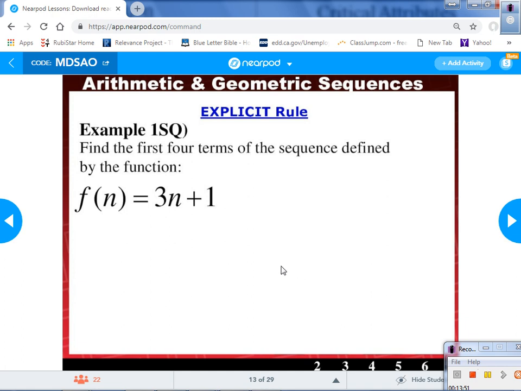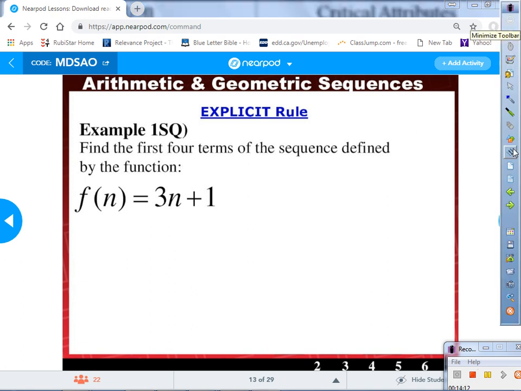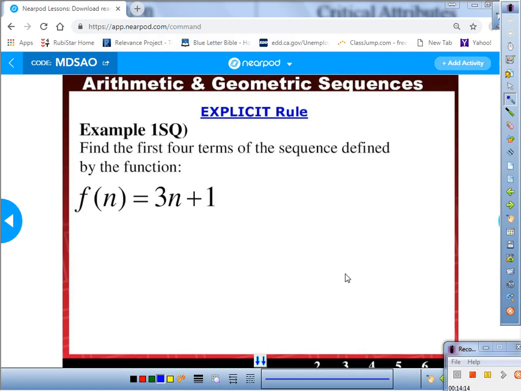Look at this explicit rule. Is it different from the previous one? Yes, but can we make a table also for this one? Yes? All right, so I want you to copy this one, example super Q. You don't have to copy the instructions anymore, but they want the first four terms. F of n equals 3n plus 1. I want you to do a table for that and find me the first four terms. Copy that and go.